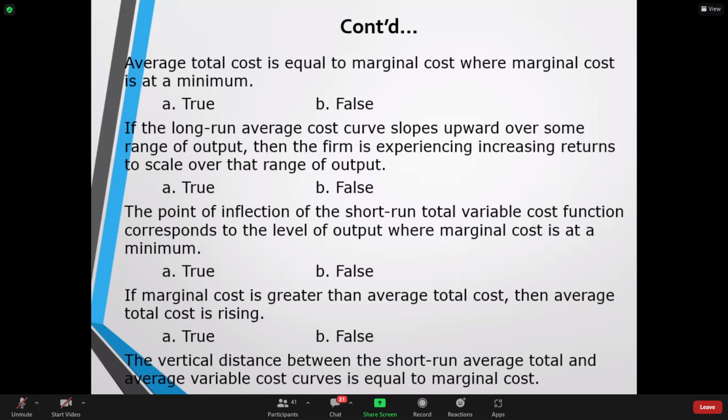If the long run average cost curve slopes upward over some range of output, then the firm is experiencing increasing return to scale. Yes, just now also we had a discussion, right? Upward means decreasing return to scale. Downward is increasing return to scale, right? So the statement is false. Yes. Next one.